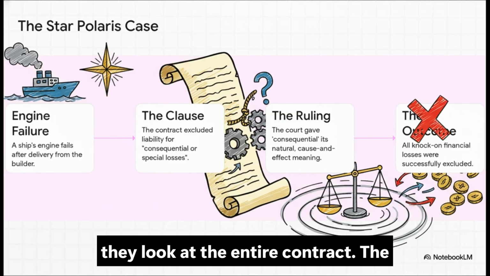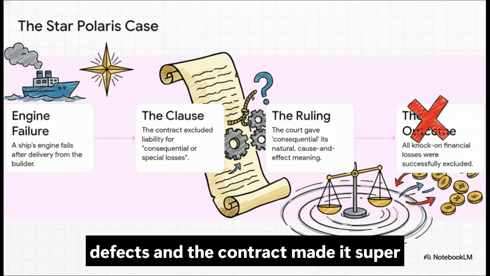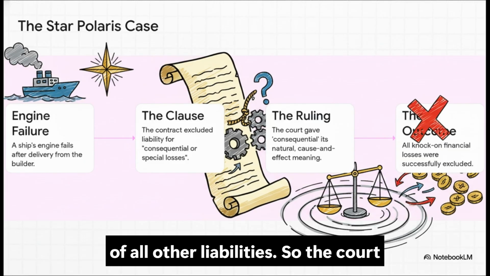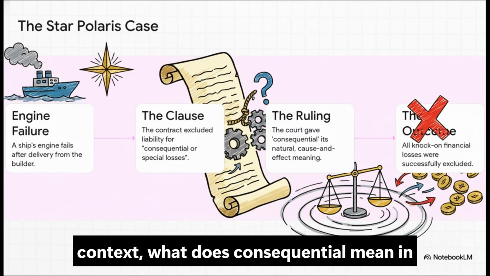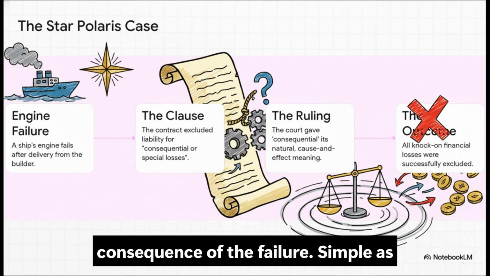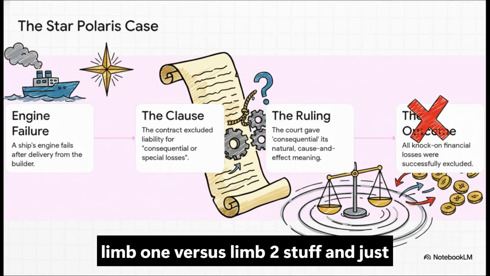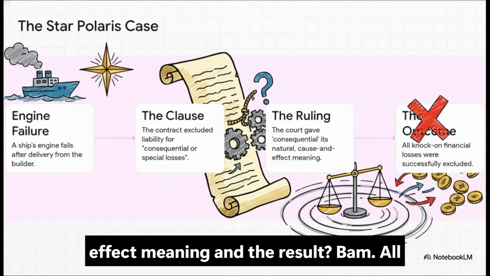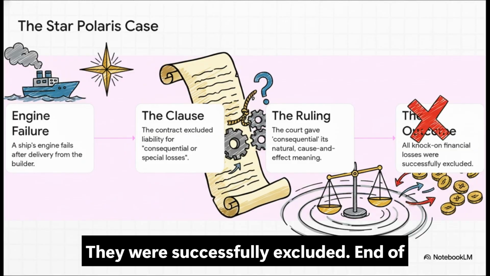So in this case, Star Polaris, the court puts this new literal approach right into practice. They don't just look at the one clause, they look at the entire contract. The builder had promised to repair any defects, and the contract made it super clear that this guarantee was in place of all other liabilities. So the court just asked a simple question. In this context, what does consequential mean in plain English? Well, it means a consequence of the failure. Simple as that. They completely ignored that old Limb 1 versus Limb 2 stuff and just went with the straightforward cause and effect meaning. And the result? Bam. All of those other knock-on financial losses were successfully excluded. End of story.